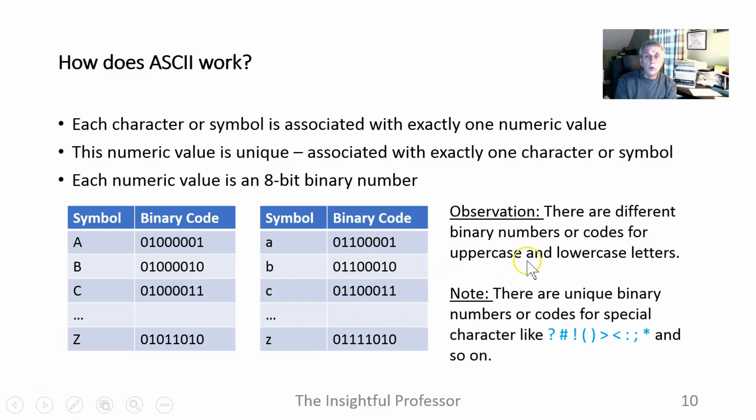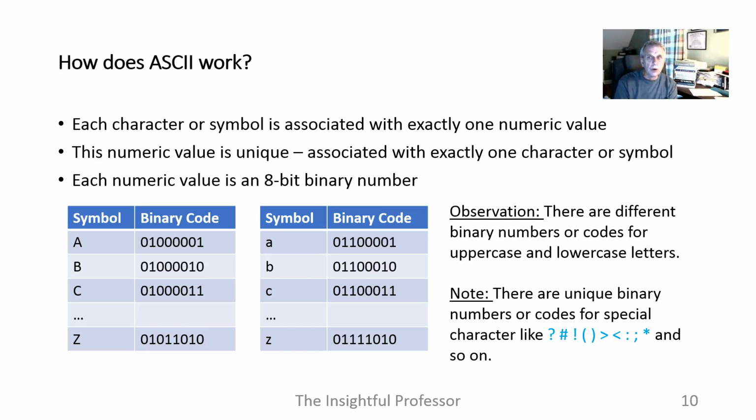And additionally, we need to deal with binary numbers for special characters. And here's a few of the special characters. But again, scan your keyboard and you'll see many more characters that we need to be able to represent. So each one has a unique or distinct binary number code associated with it. And that's the notion of ASCII.